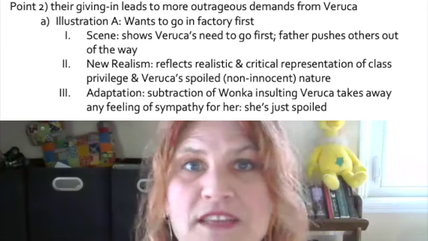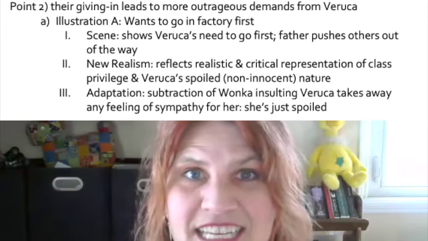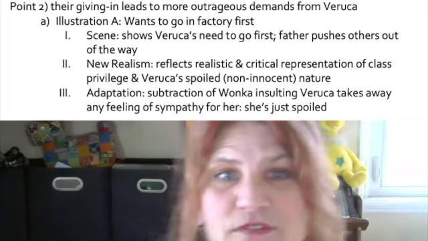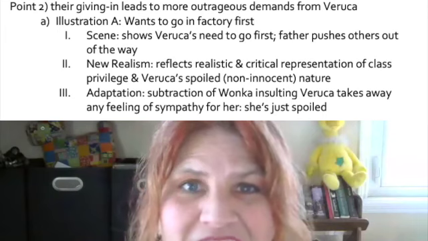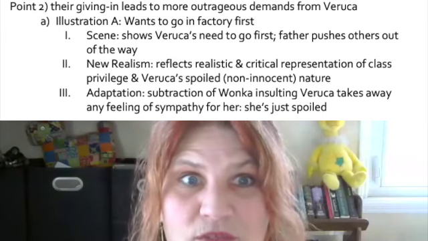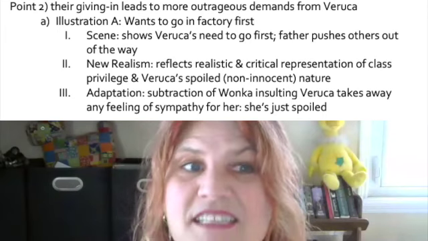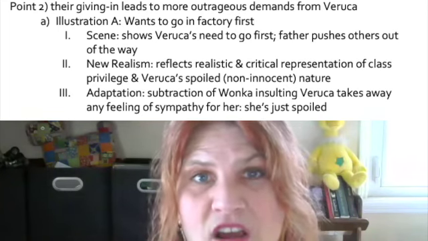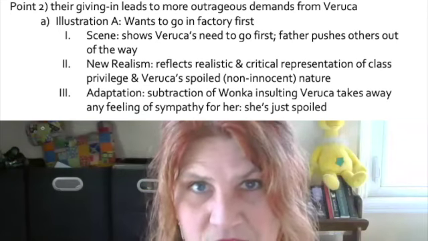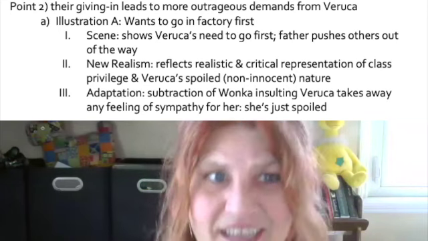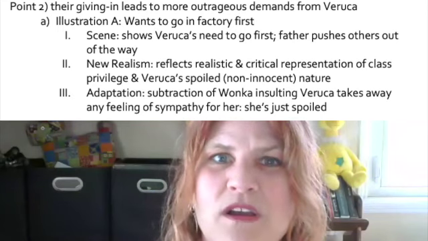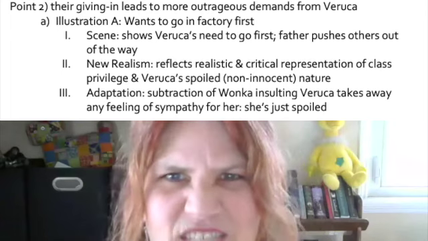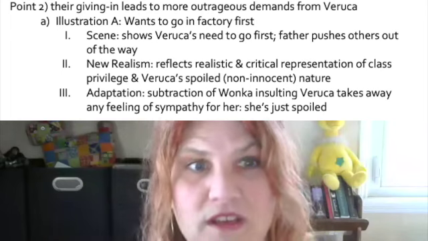For example, one that involves subtraction in this particular scene, when Veruca is pushing her way to the front. Veruca gets to go first still, and her father actually literally pushes other humans out of the way to let her go. But Wonka doesn't insult Veruca in the film about her name, like he does in the book, which takes away a small moment when we might have had some sympathy for Veruca, because it's awkward what he says about her name. And if you don't remember, I encourage you to go look. So if she doesn't get insulted by Wonka, then there's no moment when we feel any sympathy for her at all. It just makes her even more distasteful, this subtraction of Wonka's insult.